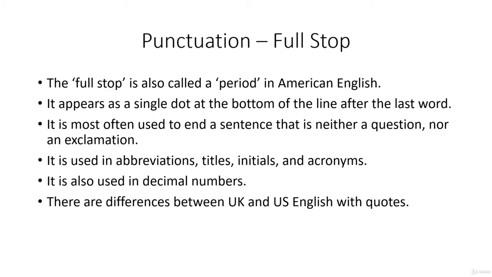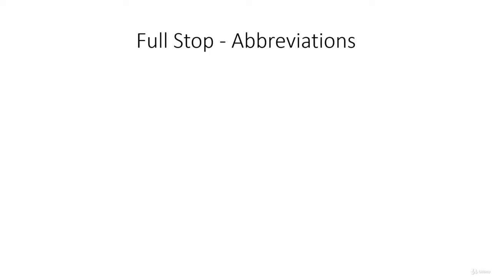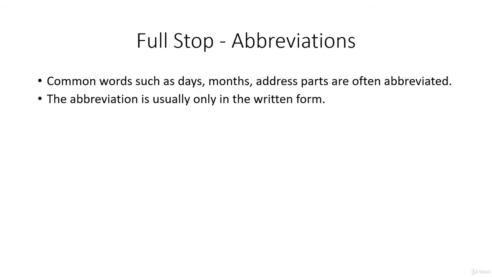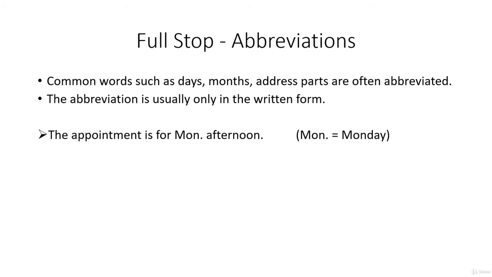And with quoting with the full stop, there are actually differences between the way UK and US English treat them. And full stop examples in abbreviations. So common words such as days, months, address parts are often abbreviated. And the abbreviation is only in the written form. We still speak it the same. So the appointment is for Monday afternoon. And Monday has been abbreviated to Mon. and therefore has a dot after it.